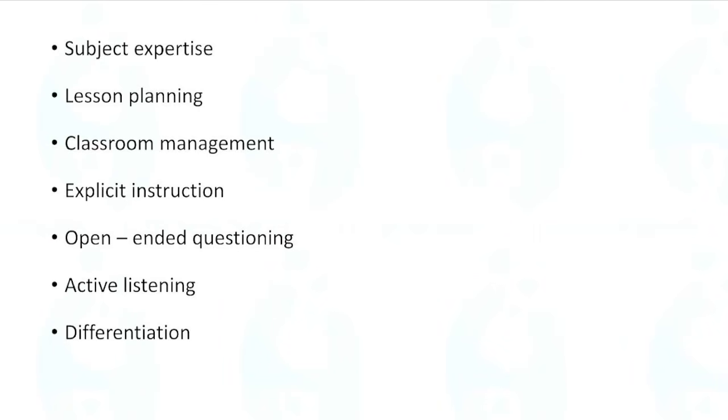Next one, we have lesson planning. What is lesson planning? We have already mentioned, right? That involves creating structured plans aligned with the learning objectives. Classroom management, already we have discussed. Explicit instruction. Explicit instruction is clear and understandable communication, very much crucial for the student, because unless we have clarity on what we are telling, that becomes important, right?